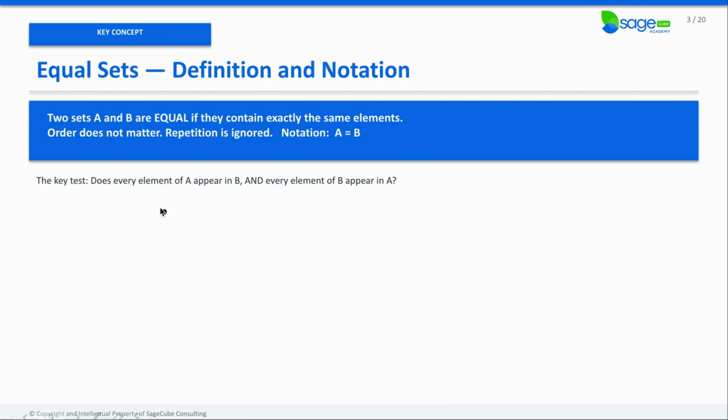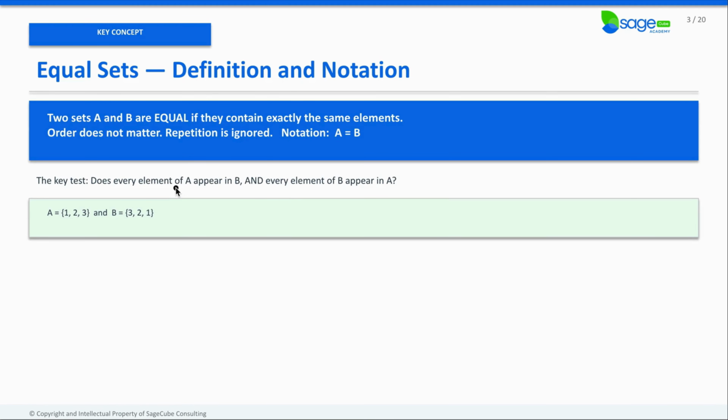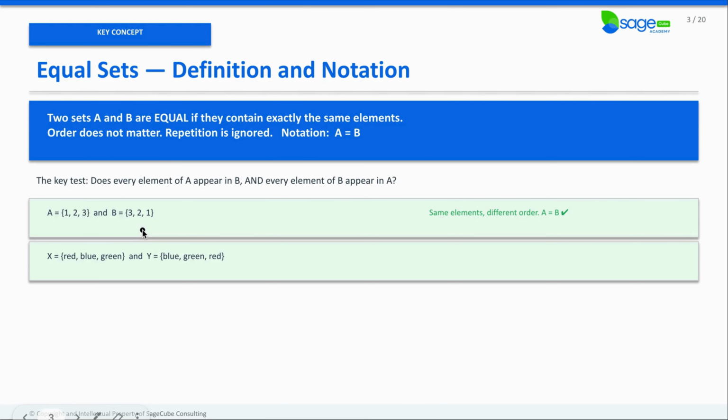So the test here is, does every element of A appear in B? And does every element of B appear in A? Let's look at some examples. So A equals the set of what? 1, 2, 3. B, 3, 2, 1. Are they equal? Ask yourself, is every element in A in B, and can every element in B be found in A? So we have 1, 2, 3. And in B, I see 1, 2, 3. Just that it has been ordered differently, right? But I see the same elements. Therefore, A equals B.